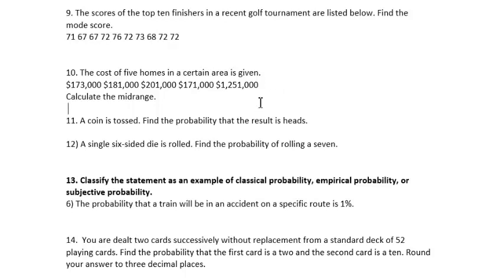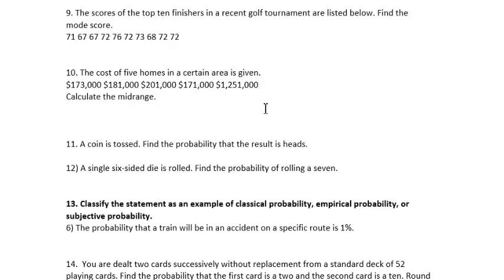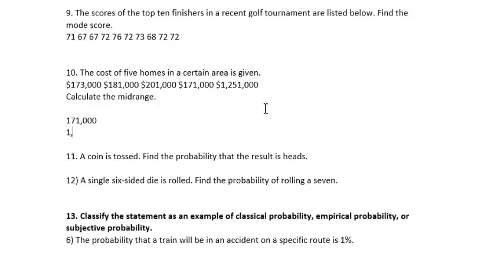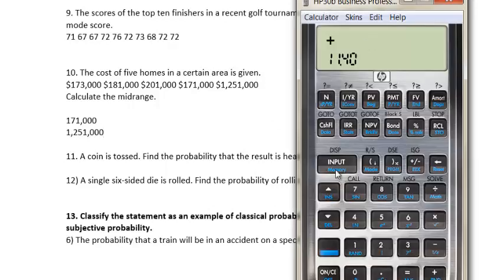So in our case, let us take the smallest value, which is 171,000, and the largest value, which is 1.251 million, 1,251,000. And let's take the average of those two. Again, we can use our calculator. We don't really need to use our calculator, but we will. Why not?